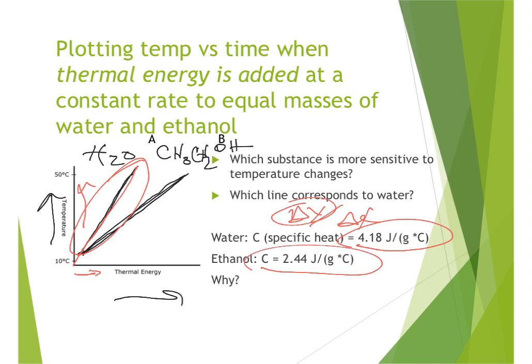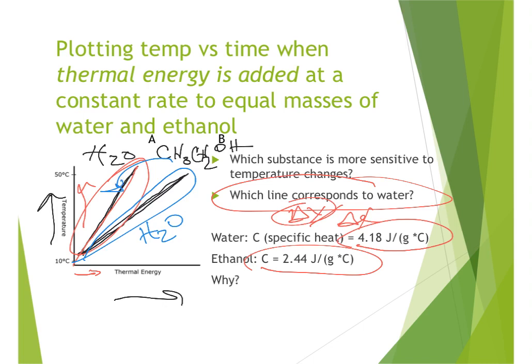So turn off the video for a minute. Go back a couple slides if you need to. And tell me which of these lines corresponds to water. I'm going to tell you right here, this is water, the bottom line, the one with the shallower slope, and ethanol is the top line.